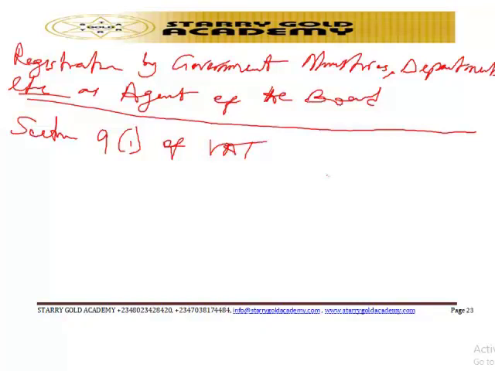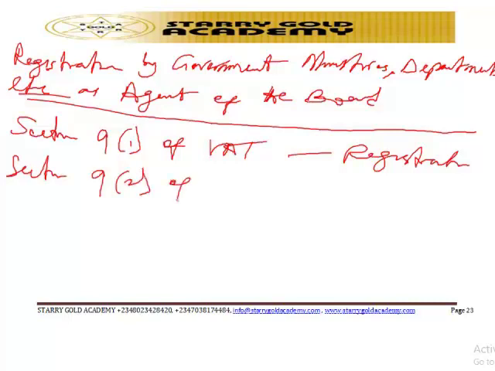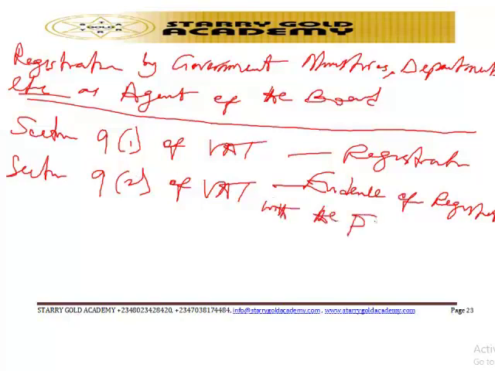So this is on registration, and then we have section 9 subsection 2 of the Value Added Tax Act, which says that every contractor transacting business with a government ministry, statutory body, and other agents of the federal, state, or local government shall produce evidence of registration with the board, that is evidence of registration with the FIRS, as a condition for obtaining contracts.